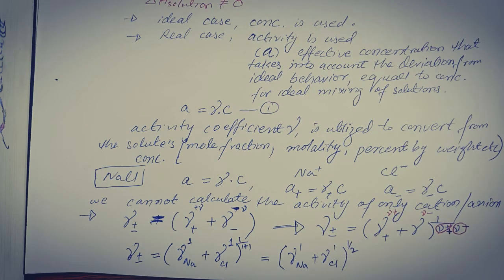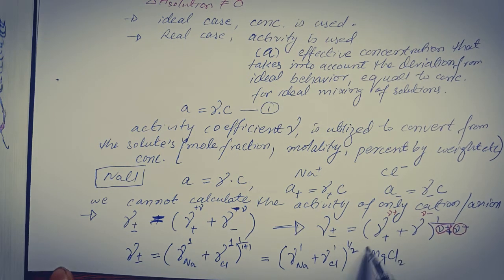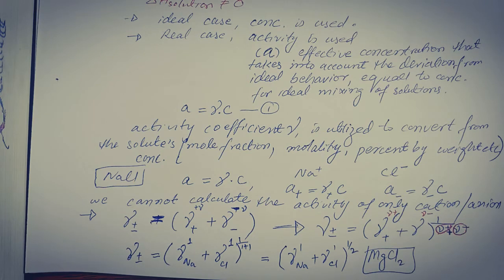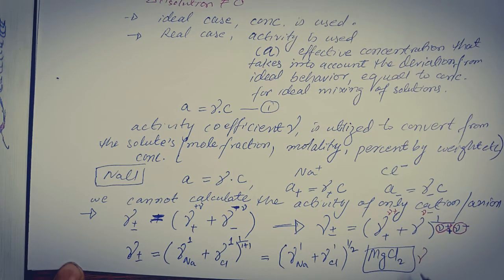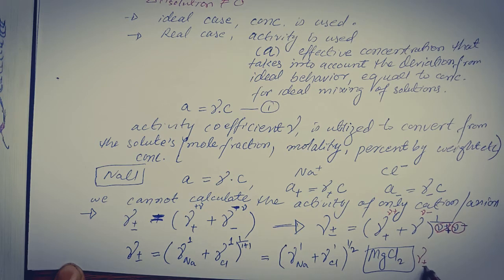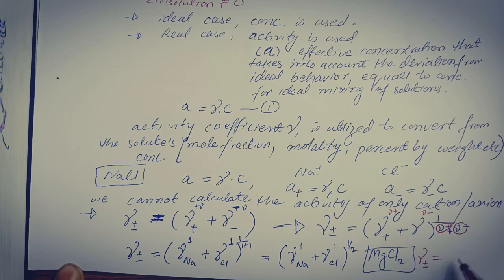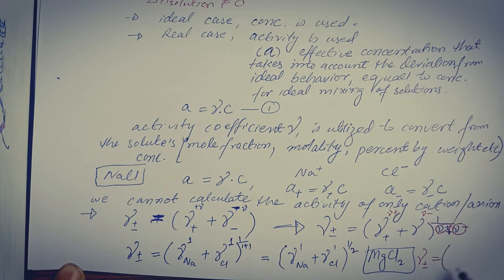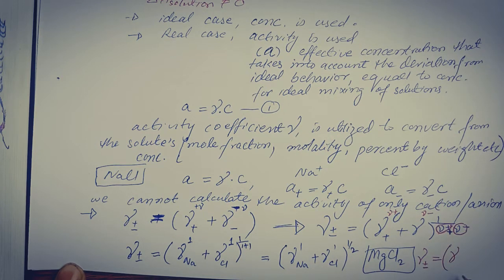Similarly, for the case of magnesium chloride, we can write the formula, which is equal to the sum of the activity coefficients of the respective ionic species.